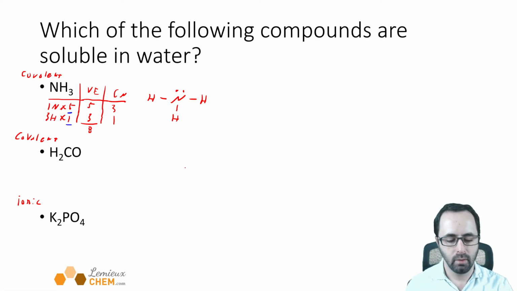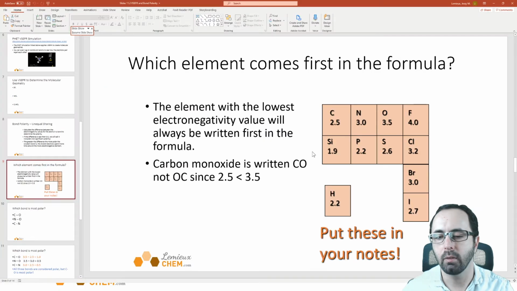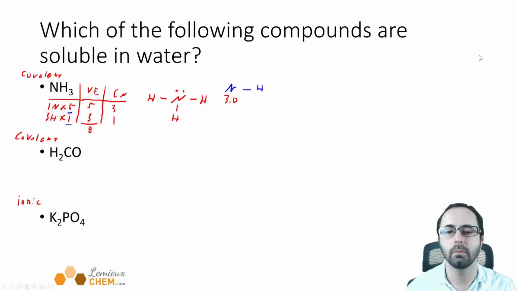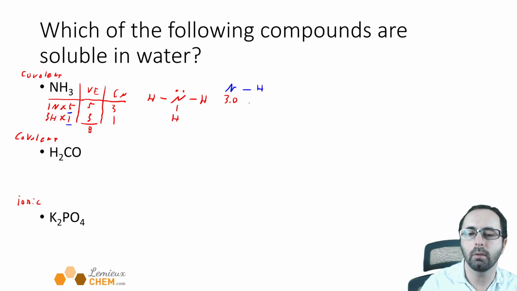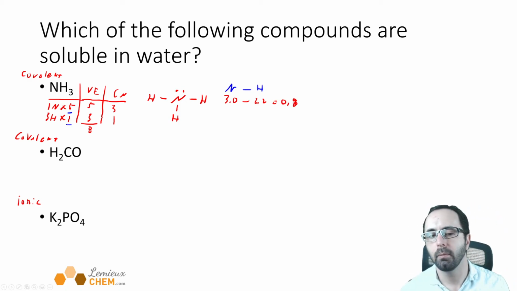So now this has a nitrogen hydrogen bond, and the electronegativity for nitrogen is 3.0. We can look at the electronegativity chart right here. 3.0, 2.2 for hydrogen. So 3.0 minus 2.2, that is 0.8. Very polar. Or you could just think this has a bond between nitrogen and hydrogen. This is going to have hydrogen bonding forces.